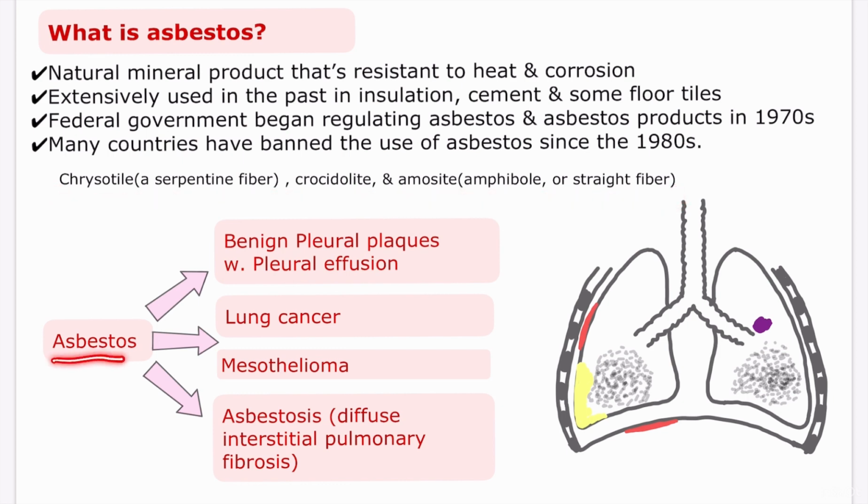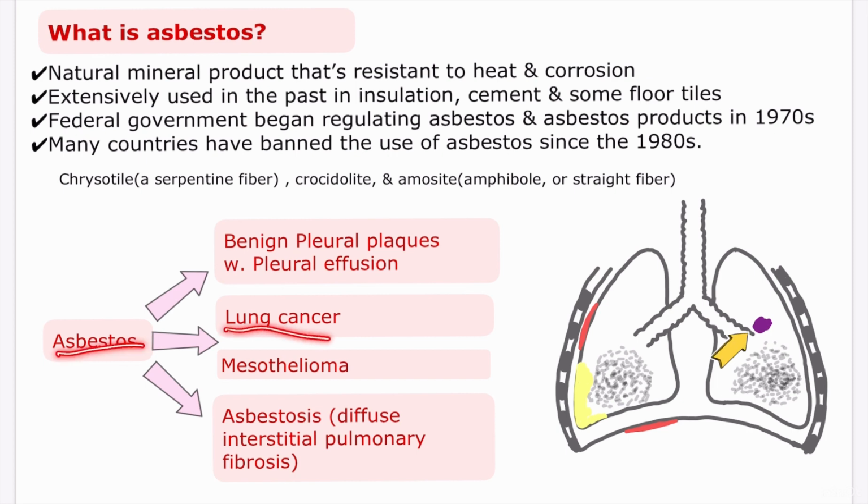Exposure to asbestos fibers not only increases the risk of asbestosis, but also increases the risk of other diseases. So these are the four main diseases known to be caused by asbestos: benign pleural plaques, lung cancer, mesothelioma, and asbestosis. Benign pleural plaques are the most common lesion associated with asbestos exposure. They are asymptomatic and can be seen as calcified plaques on the pleura and on the diaphragm. They also increase the risk of pleural effusion.